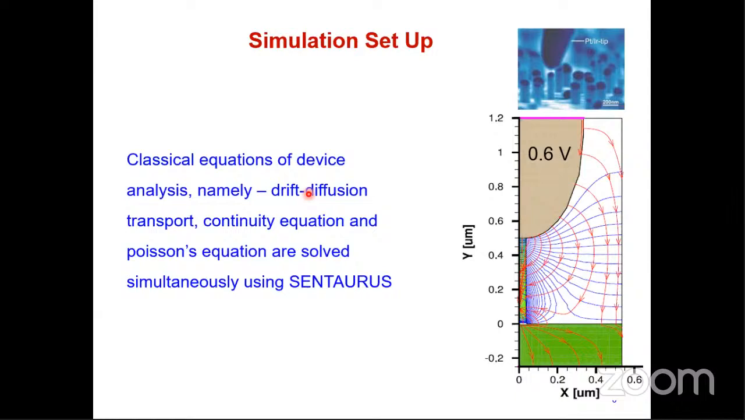Anyone? Current due to potential gradient and current due to concentration gradient. Good, good. So please tell the equation.